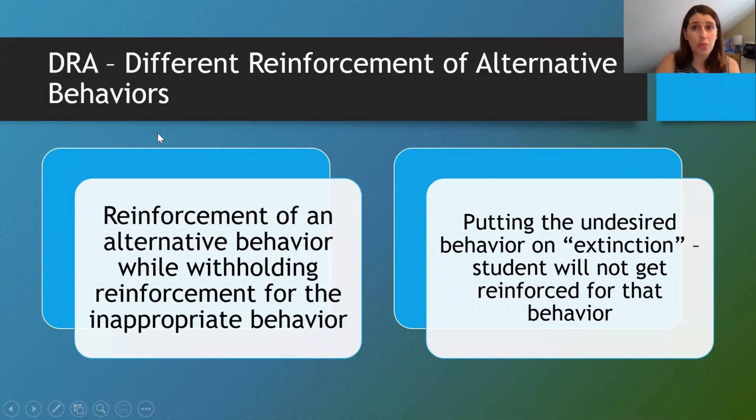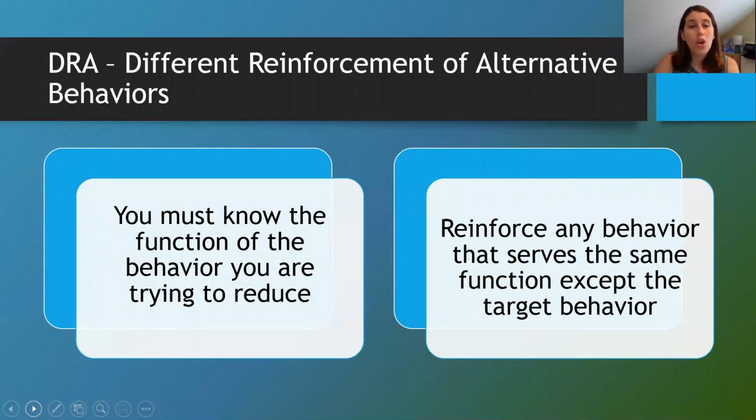DRA is the differential reinforcement of alternative behaviors. So that's reinforcement of an alternative behavior while withholding reinforcement for an inappropriate behavior. You're putting that undesired behavior on extinction, so students will not get reinforced for that behavior. For DRA, you must know the function of the behavior you are trying to reduce. That's why we included the functions of behavior previously in the training. And you want to reinforce any behavior that serves the same function except for the target behavior at that time.